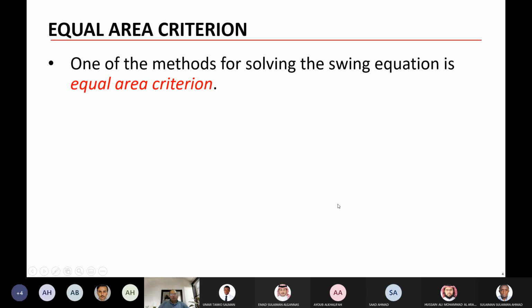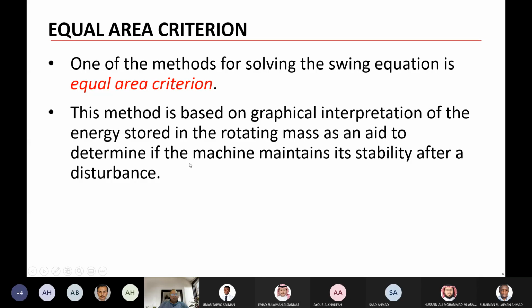One method for solving the swing equation is equal area criteria. This method is based on graphical interpretation of the energy stored in the rotating mass as an aid to determine if the machine maintains its stability after the disturbance. So you are analyzing here the kinetic energy stored in the generator rotor.